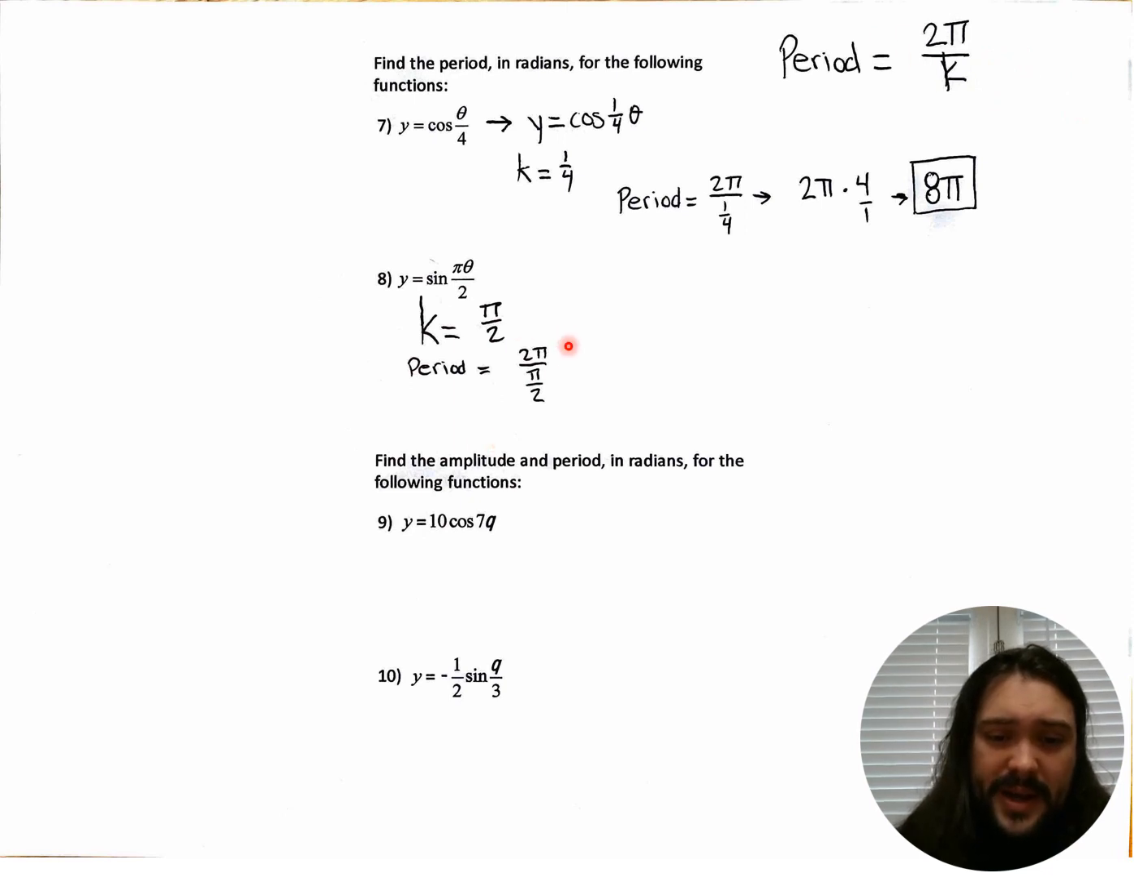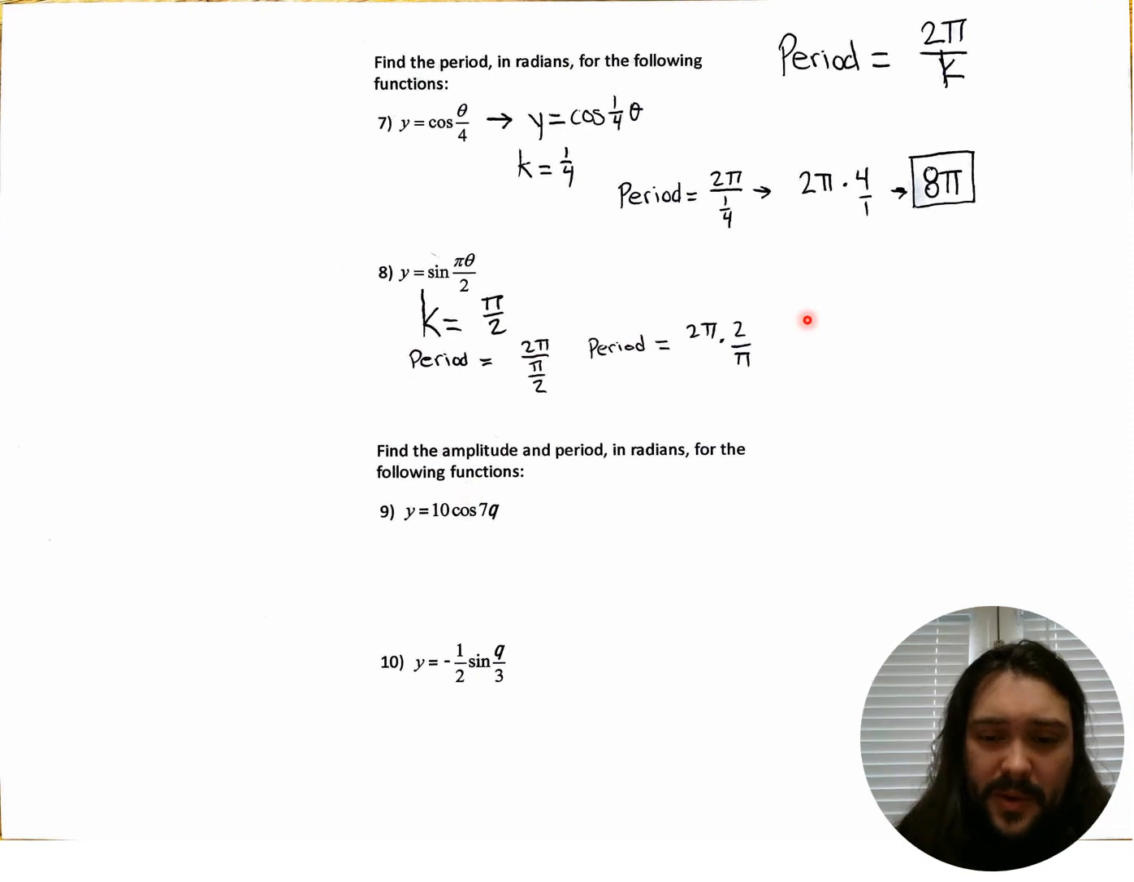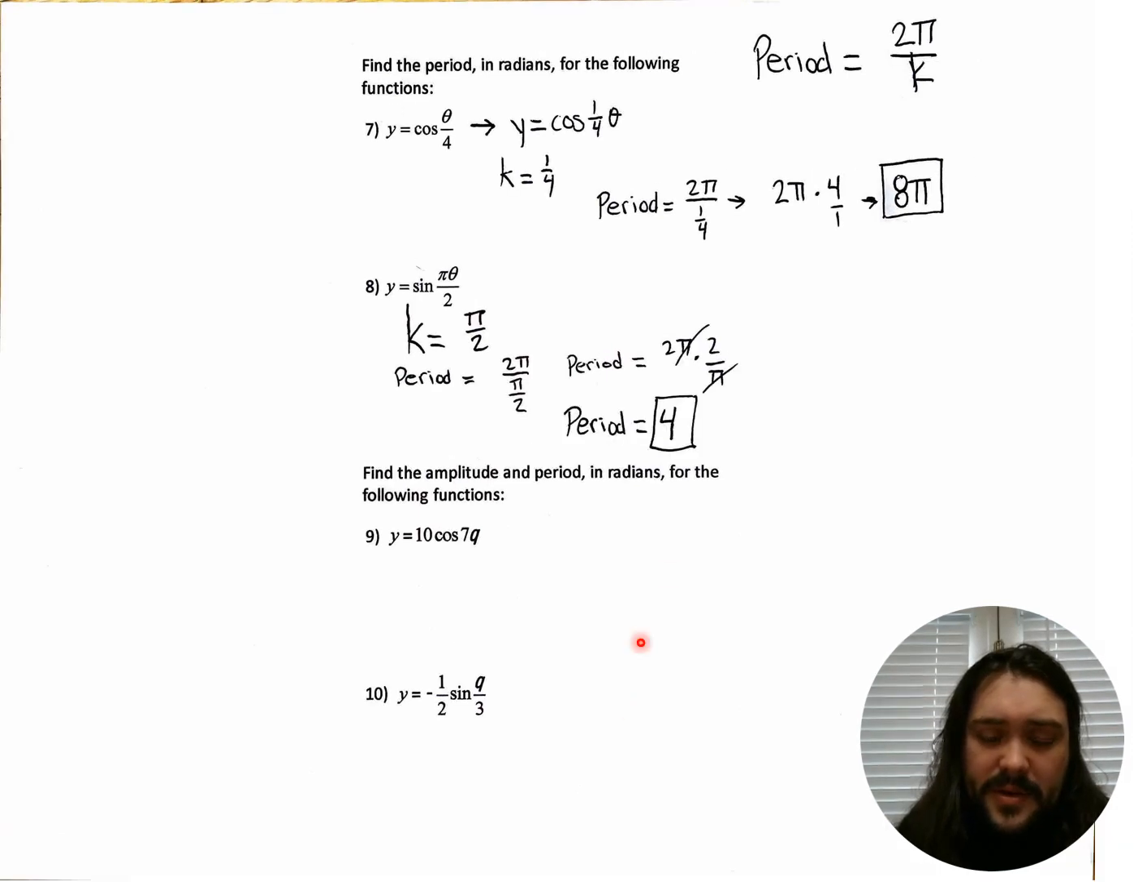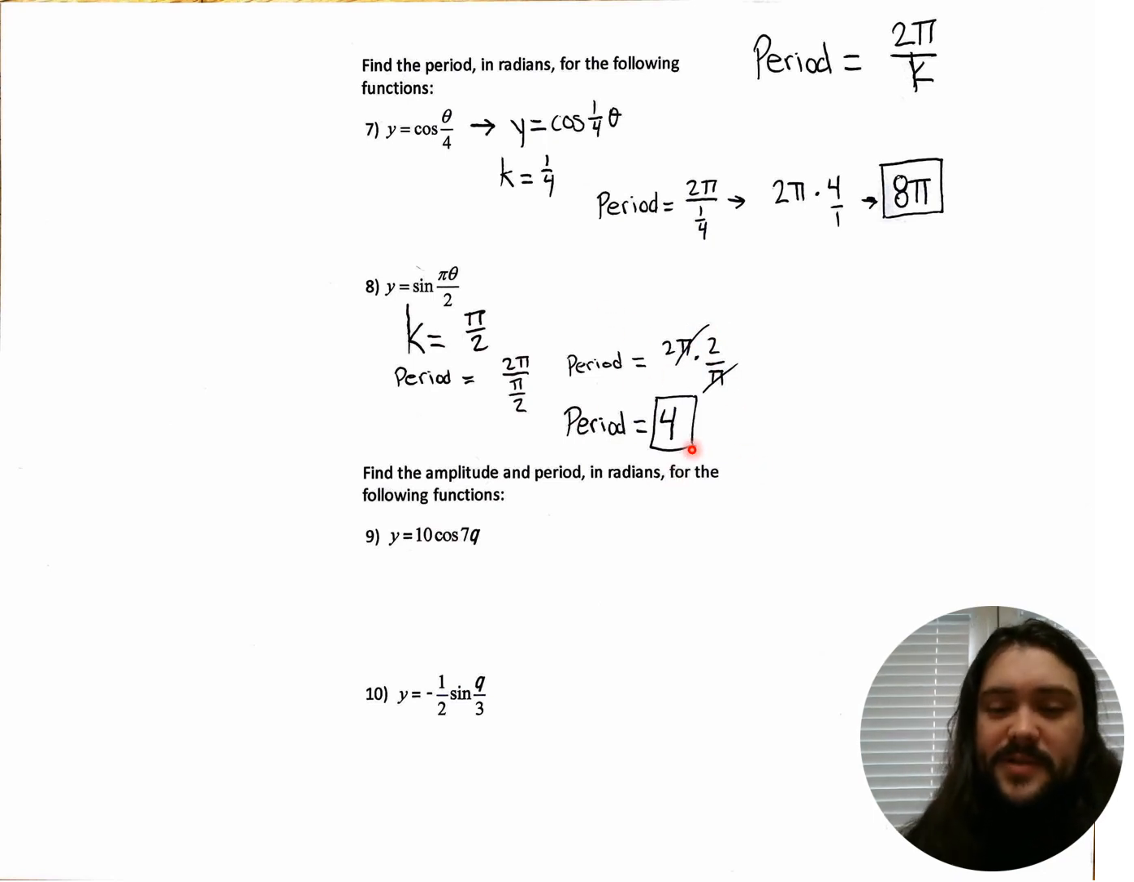So we get 2 pi divided by pi over 2. We do the whole keep change flip. So we get period equals 2 pi times 2 over pi. The pi's will cancel out, and so we're just left with 4. 2 times 2 is 4. So the period is 4 radians.